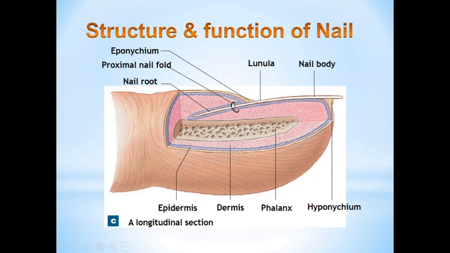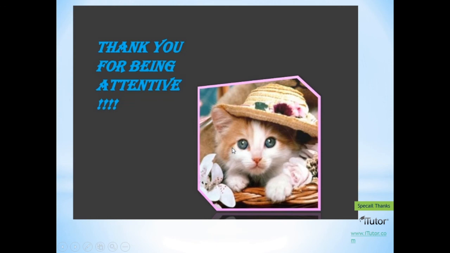This is the proximal nail fold. This is the nail root. Means from here the nail starts getting generated. This is the epidermal layer, this is the dermis layer, and this is the phalanx, means the tip bone. This is about the longitudinal section of the nail.